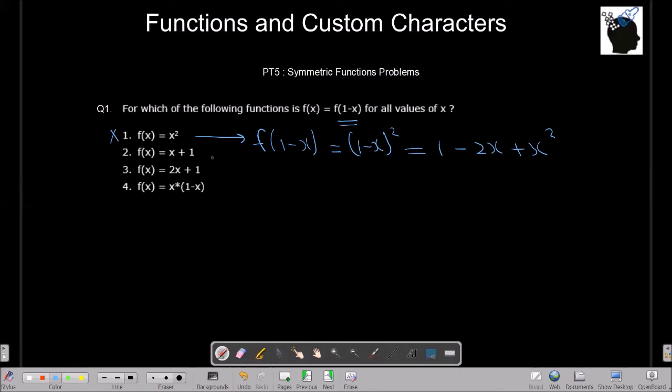Let's try the second one. So f of 1 minus x will become 1 minus x plus 1, which is 2 minus x. Again, x plus 1 is not equal to 2 minus x for all values of x. So this is not true.